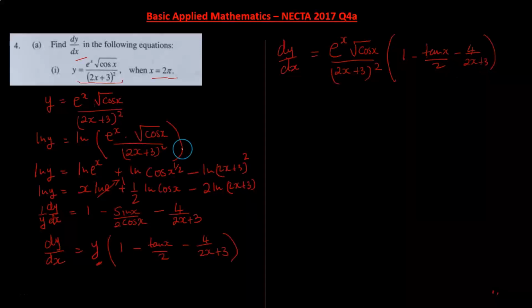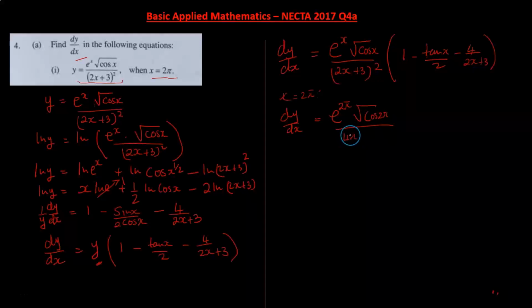Okay, so now you need to find dy/dx when x is equal to 2π. So when x is equal to 2π, what do we get? We get dy/dx equals e to the power 2π square root of cos 2π divided by, x is 2π, so that will give you (4π + 3)², and then you have 1 minus tan 2π over 2 minus 4 over, again, that will give you 4π + 3.